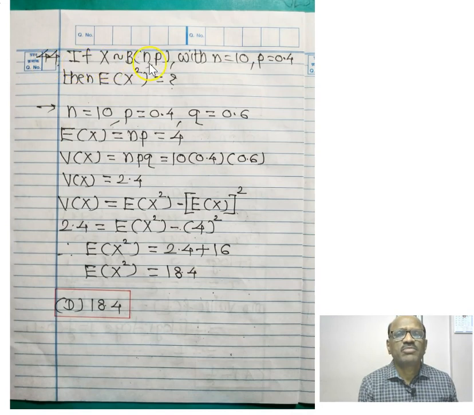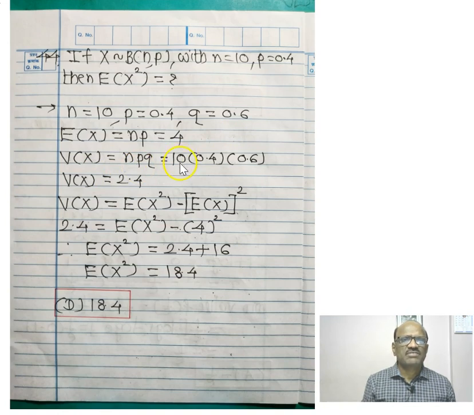If x follows the binomial distribution with n = 10, p = 0.4, then find the value of E of x square. Here n = 10, p = 0.4, q = 0.6. The expected value is np = 4, and the variance of x is npq. Now substitute the values of n, p and q.